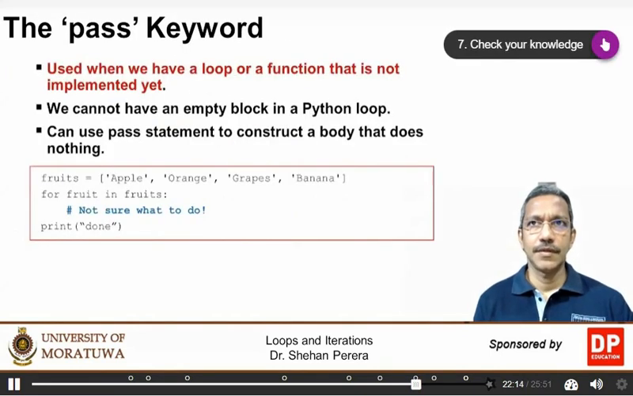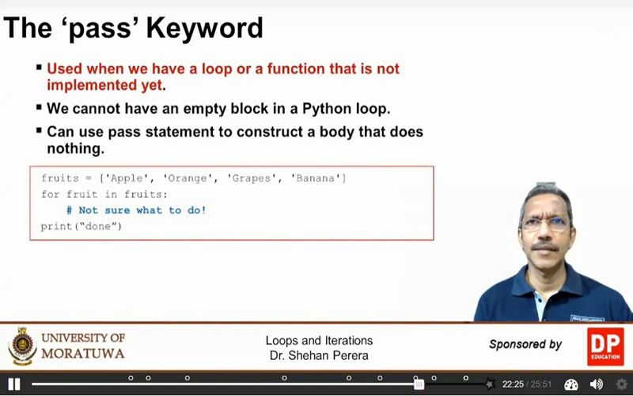We also have a keyword called pass. Pass does not change the loop execution like the break and the continue, but it can be used to do nothing in a loop. In a loop, we cannot normally have an empty block of code. So we can use pass to write some code within a loop that does nothing.